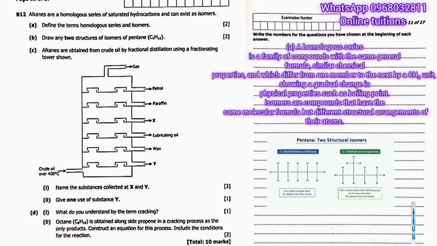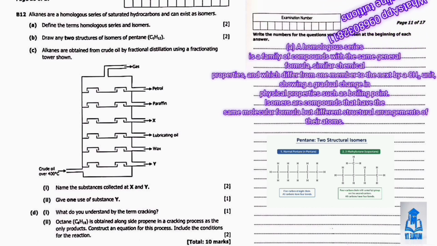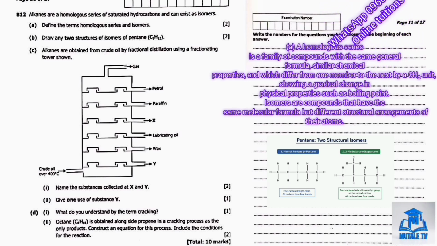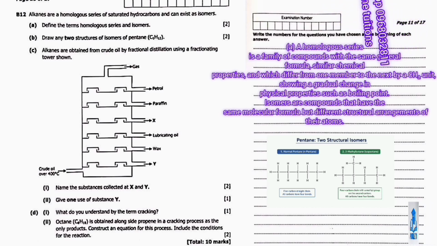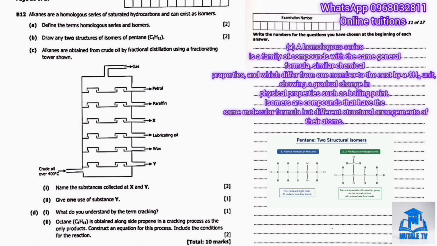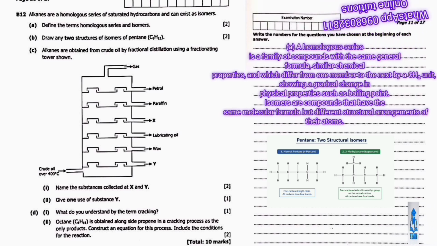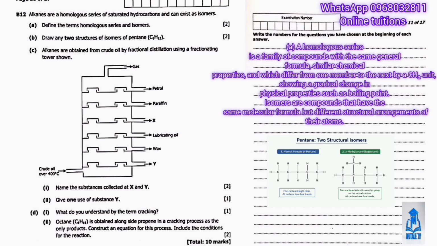Then part C is about the fractional distillation of crude oil, shown in the diagram with the fractionating tower, where crude oil enters at the bottom, heated above 400 degrees Celsius, and the different fractions are collected at different heights, labeled as gas, petrol, paraffin, substance X, lubricating oil, wax, and substance Y at the very bottom. Then part C1 asks us to name the substances collected at X and Y.